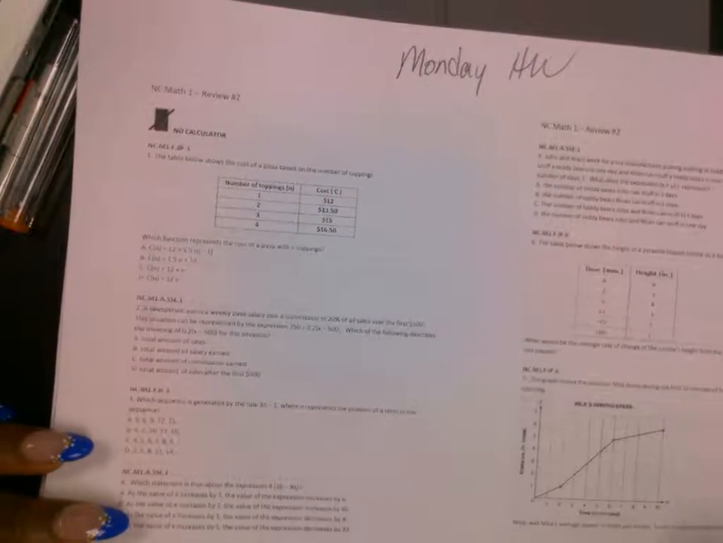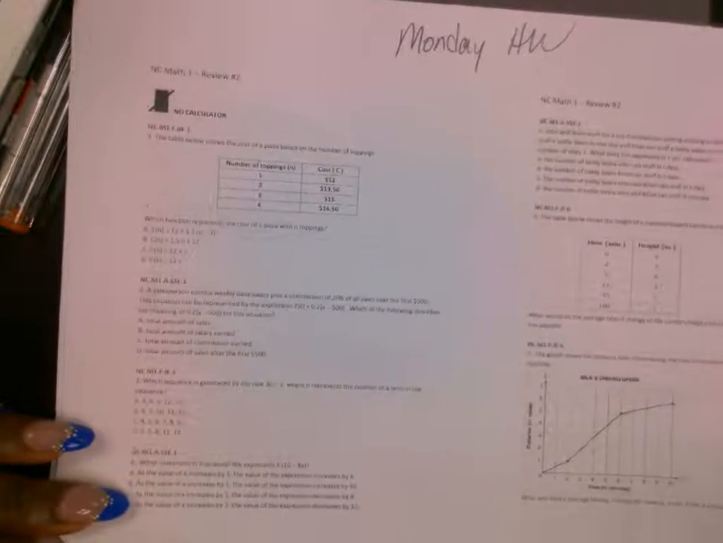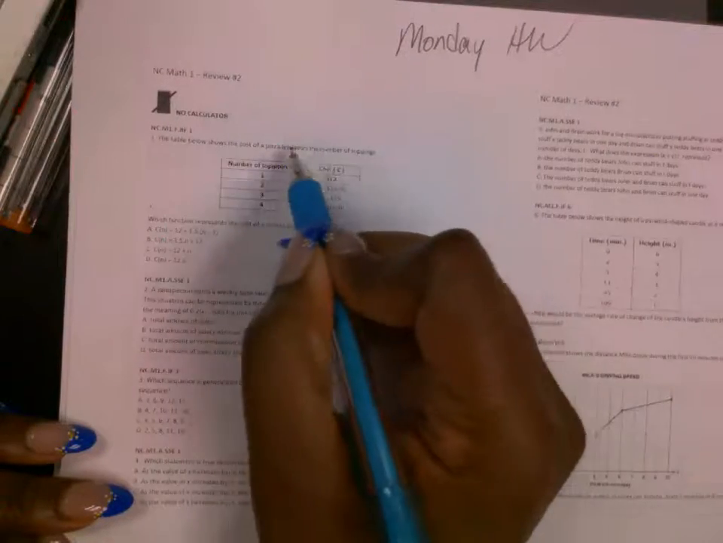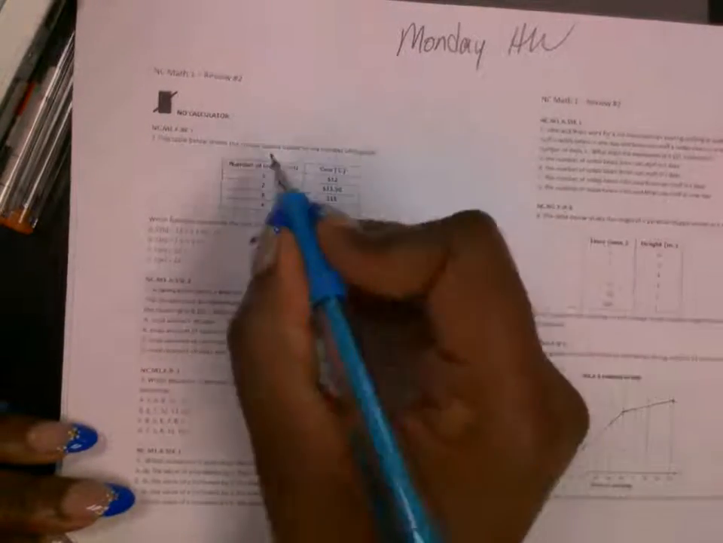All right, Math 1. I'm not going to do all of them, but I'm going to help you out with some of them, okay? The table below shows the cost of pizza based on the number of toppings.